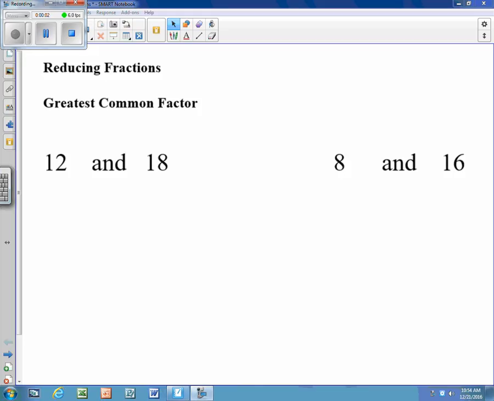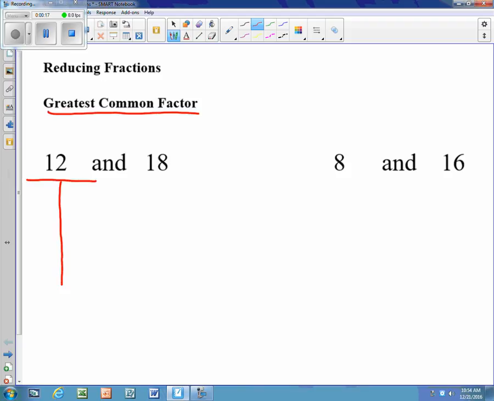This is the video on Module 3, Reducing Fractions. In order to reduce fractions, we need to first understand greatest common factors. So we're going to go back to something we've learned about factors, so I'm going to start by making my t-chart for the number 12.